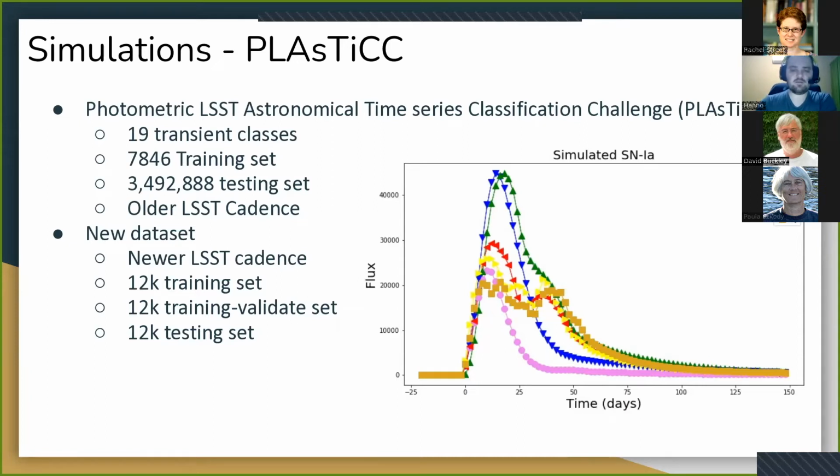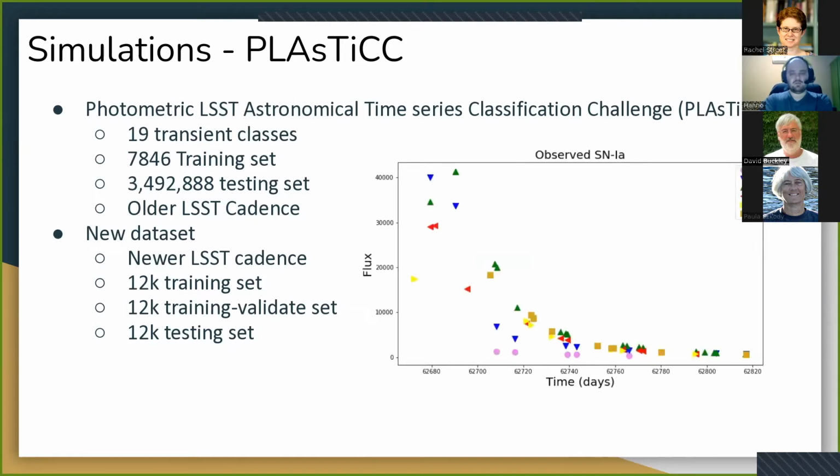And what we now need to do is see if we can interpolate this light curve into a new data set at the LSST cadences. For this, I constructed a new data set with 12,000 training light curves, validation light curves, and testing light curves. And once this data set is constructed, we get a light curve that looks sort of like this.